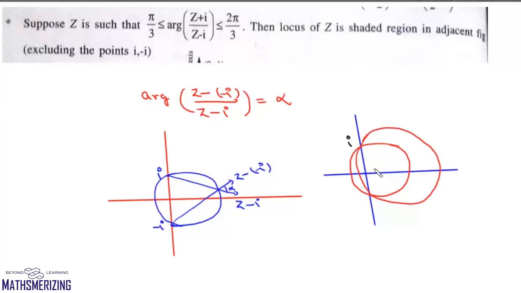This again is iota, this is minus iota, this angle is pi by 3, and this angle is 2 pi by 3. So we need all the points z such that this argument always lies between pi by 3 and 2 pi by 3. That means we are talking about the region in between these two circles. So the locus of z is represented by this region within these two circles.